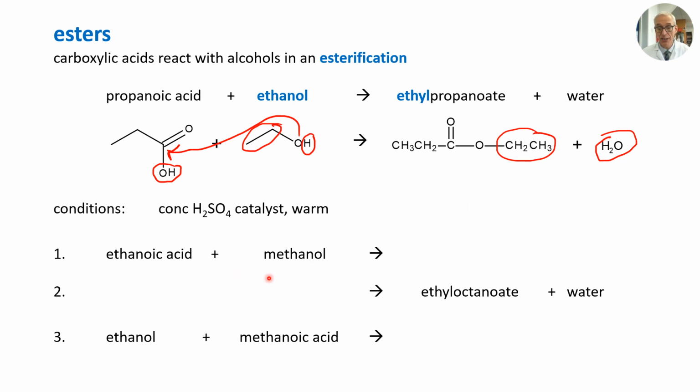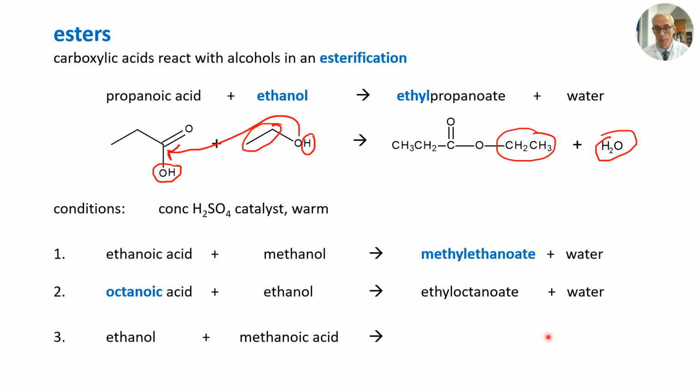Okay, so ethanoic acid and methanol. Well, if we follow this pattern, that's going to form methyl ethanoate. So the ethanoate derives from the acid, and the methyl group derives from methanol. Don't forget to balance your equation with water. If you're ready, I'll move on to number 2. So ethyl octanoate and water. So that's going to derive from octanoic acid, and the ethyl naming means our alcohol was ethanol. If you're ready, I'll move on to number 3.